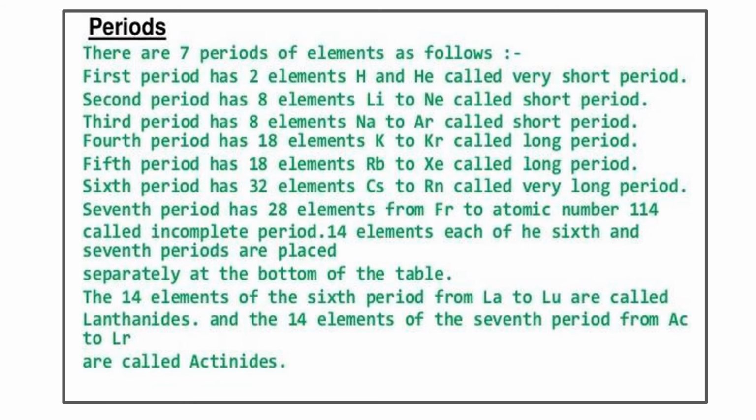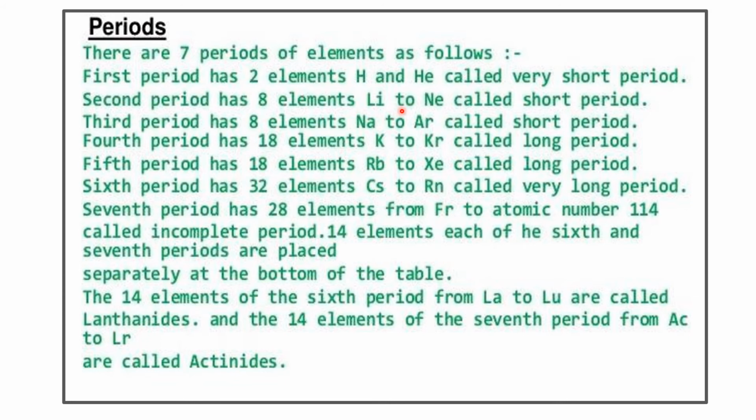Now let's get into the details of the elements present in the modern periodic table. In the modern periodic table, there are 7 periods of elements, and the elements in detail are as follows. The first period has 2 elements, that is, hydrogen and helium with atomic number 2. And this period is known as a very short period since it has only 2 elements. Next is the second period. The second period has 8 elements with atomic numbers 3 to 10.